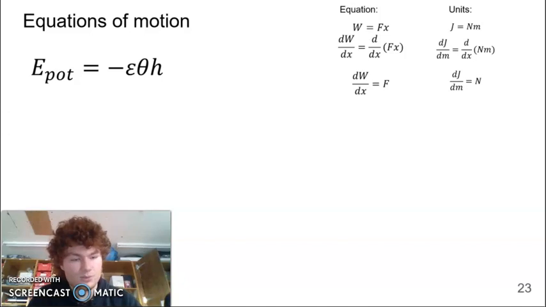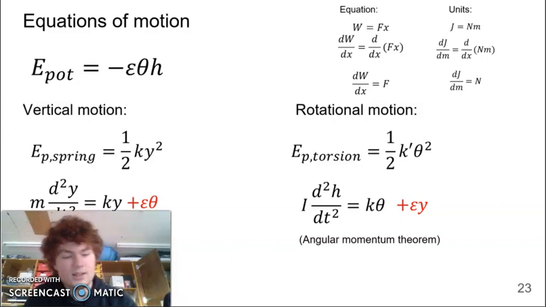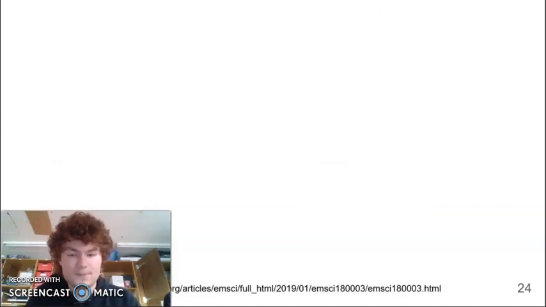As work equals force times distance, if you differentiate both sides with respect to d, it yields the equation. The first differential of work equals force. The other parts of my equation are obtained by taking the first derivative of the potential energy of the spring plus the first derivative of my potential energy of coupling. This gives me two second-order differential equations that I can solve to find my equations of motion.